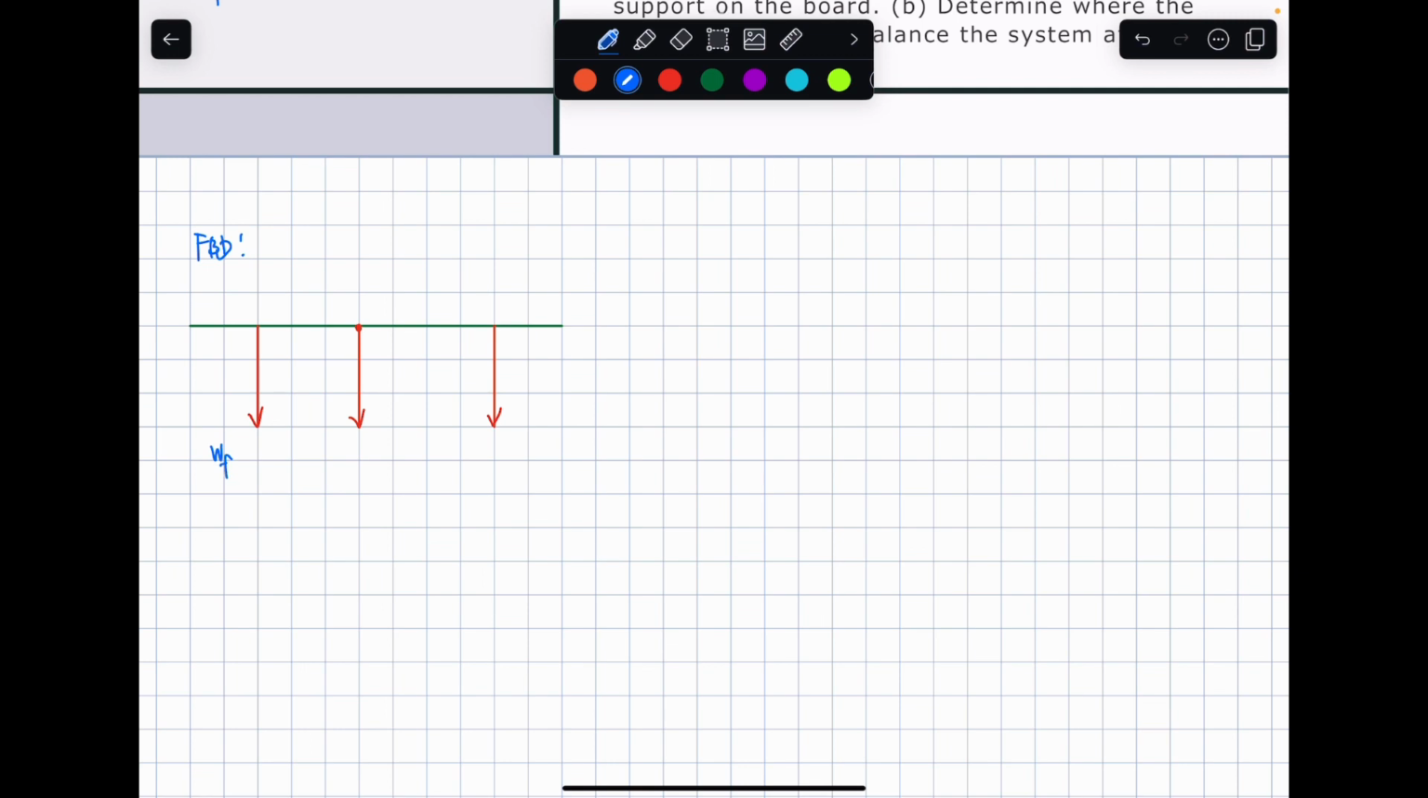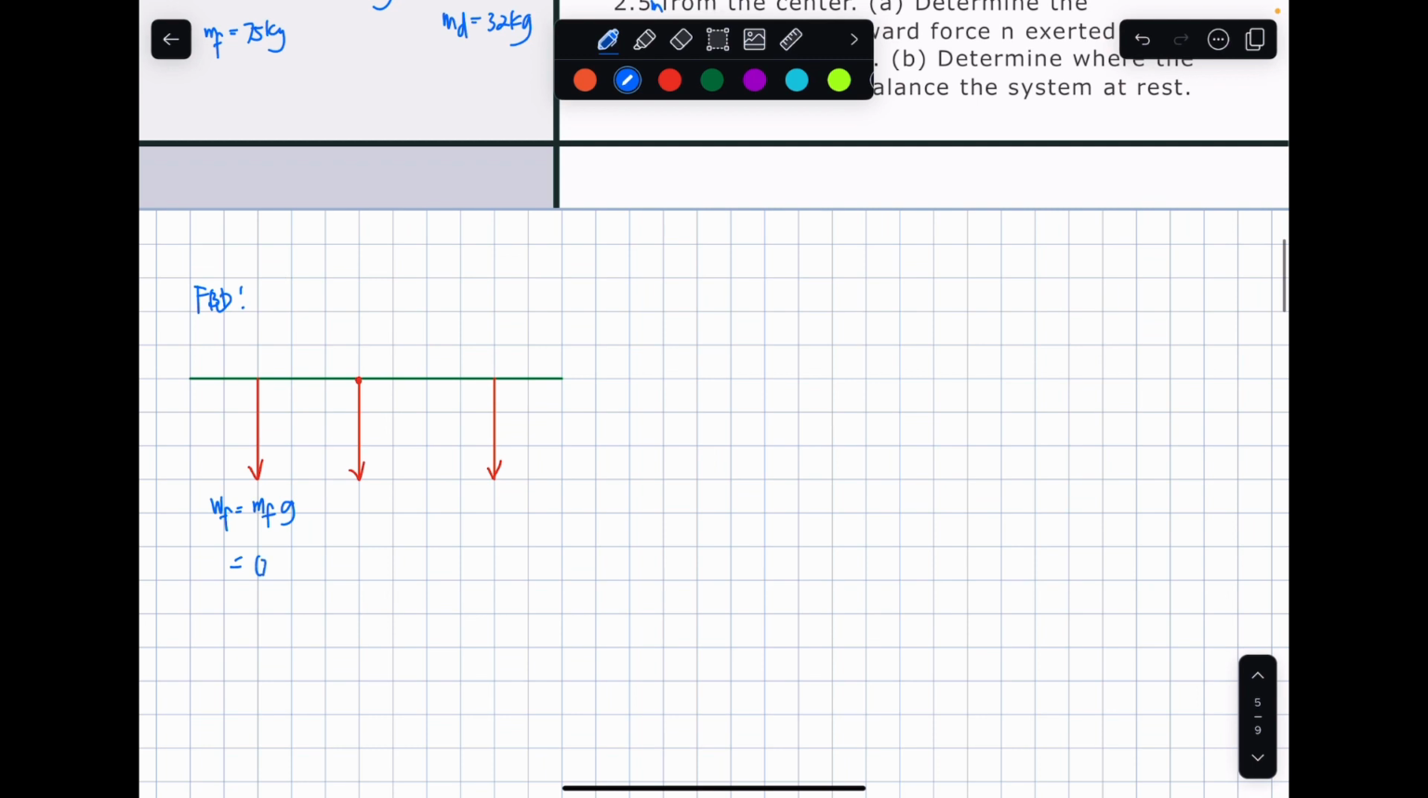So we have the weight of the father, so the mass of the father multiplied by the gravitational constant. The mass of the father is 75 kilograms. The gravitational constant is 9.8 meters per second squared. Thus, the weight is equal to 75 times 9.8, which is 735 Newtons.